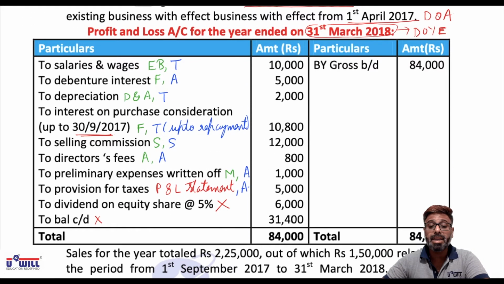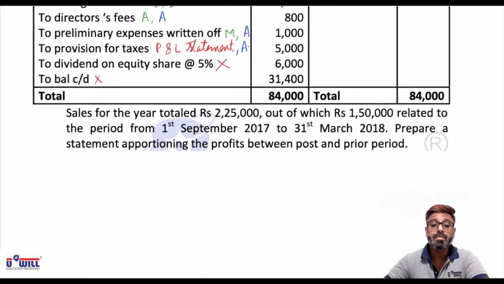Credit side, make it gross profit brought down. And gross profit will come in revenue from operations and it will be taken on sales basis.